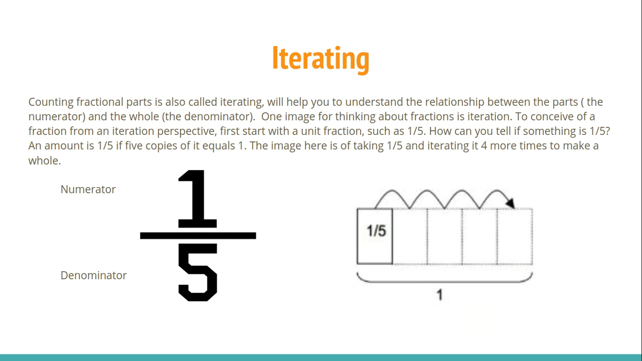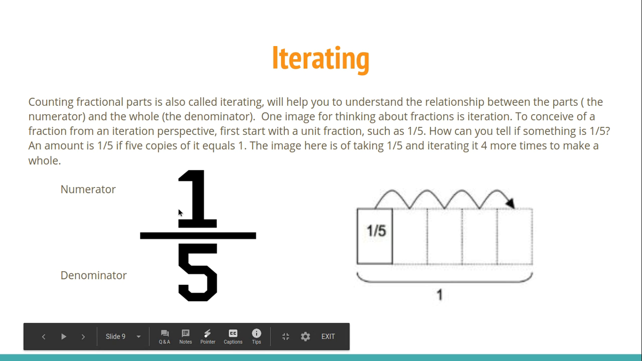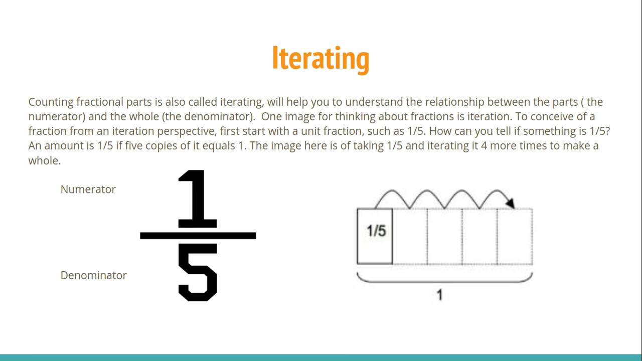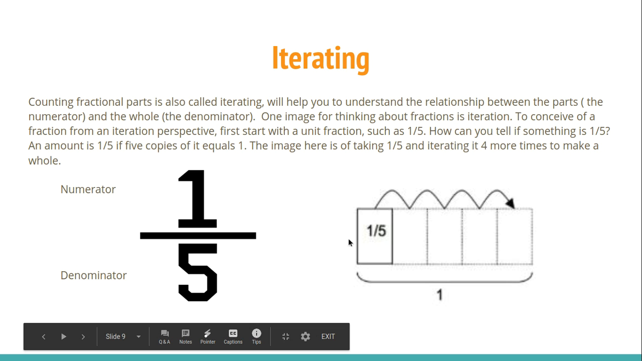So iterating. Counting fractional parts is also called iterating. This will help you to understand the relationship between the parts. The numerator, which is right here, this one is the numerator, and the whole, which is the denominator. I like to memorize the denominator as being the dominant one, so it's the whole. One image for thinking about fractions is iteration. To conceive of a fraction from an iteration perspective, first you start with the unit fraction, such as 1/5. How can you tell if something's 1/5? Well, right here is a perfect example.